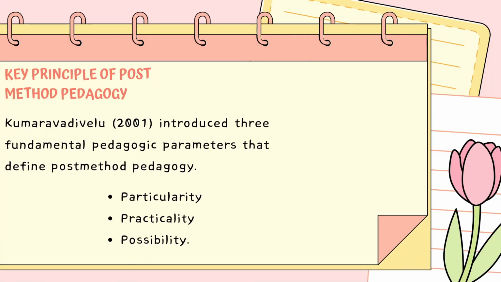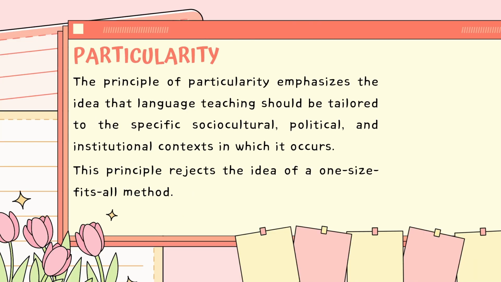So here are some key principles of post-method pedagogy. Kumara Vadivelu, 2001, introduced three fundamental pedagogic parameters that define post-method pedagogy. The first one is particularity, and then practicality, and then possibility. These parameters aim to address the limitations of traditional language teaching methods by emphasizing contextual adaptations, teachers' autonomy, and the socio-political dimensions of language learning. So the first parameter is the particularity.